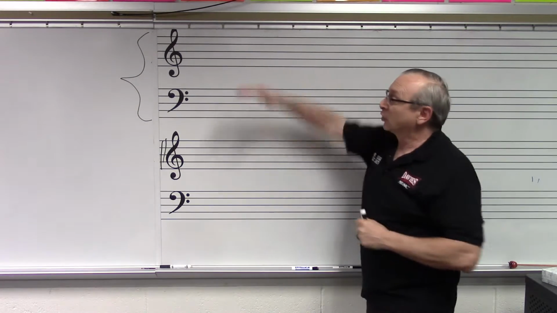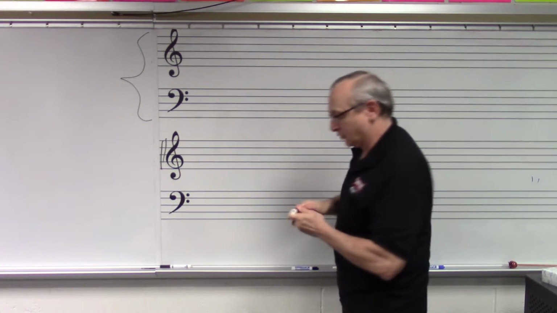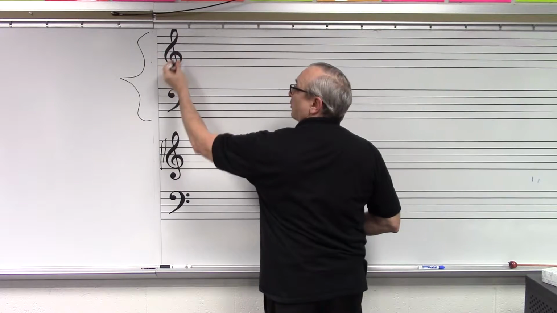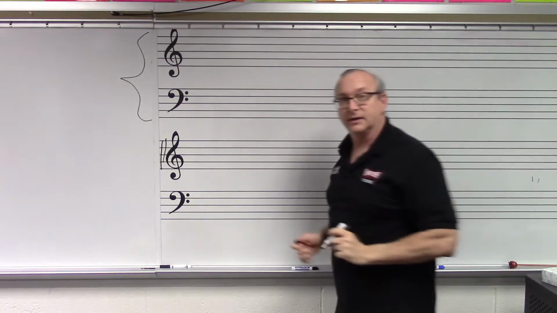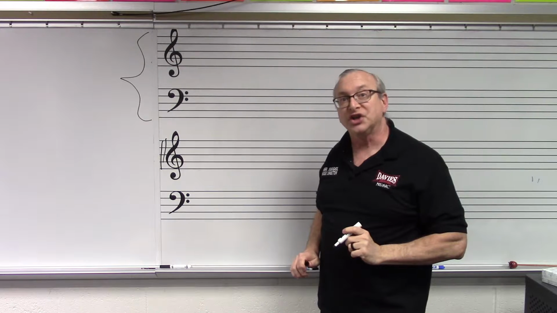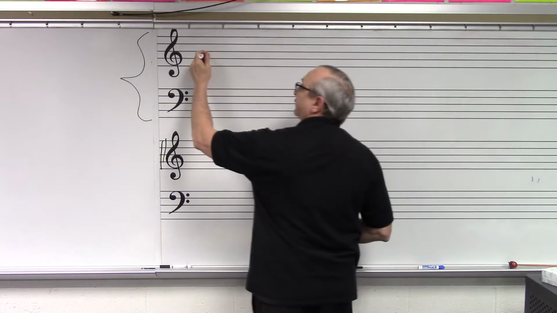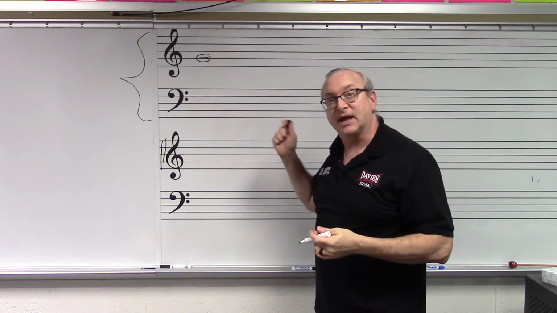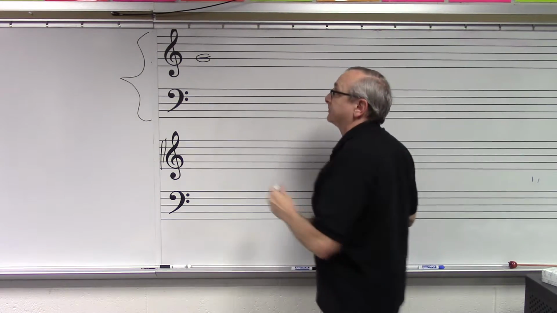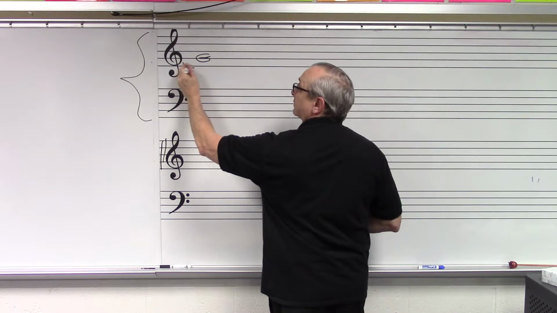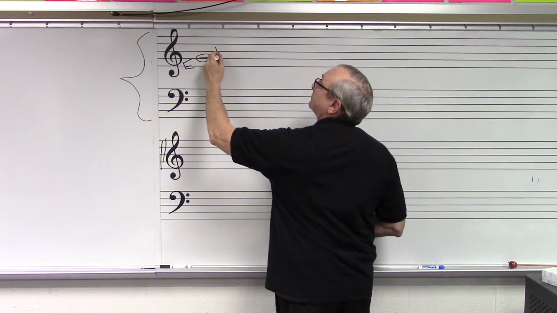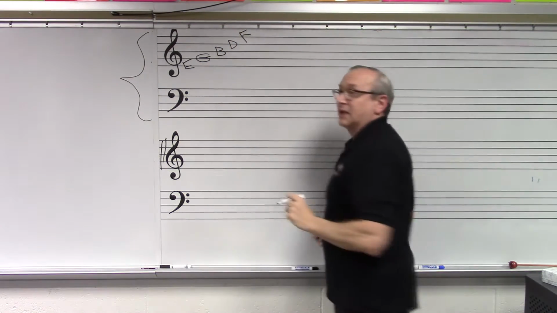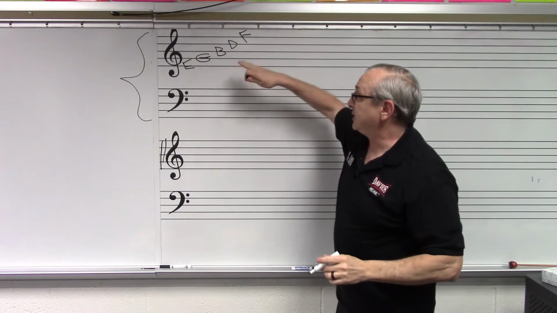So we have our grand staff, treble clef, and bass clef. And of course, for those of you who might remember from elementary school, the treble clef circles around this second line. The treble clef is also called the G clef. And it just so happens that that line symbolizes the pitch, the note G. And the first line, E, third line B, fourth line D, and top line F. E, G, B, D, F.